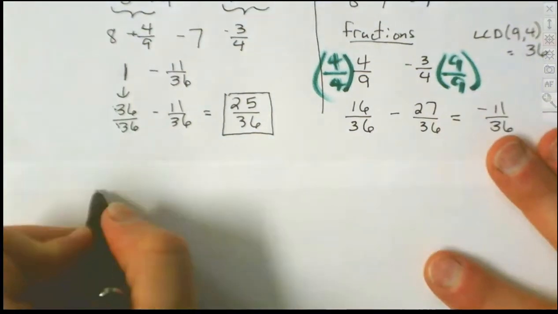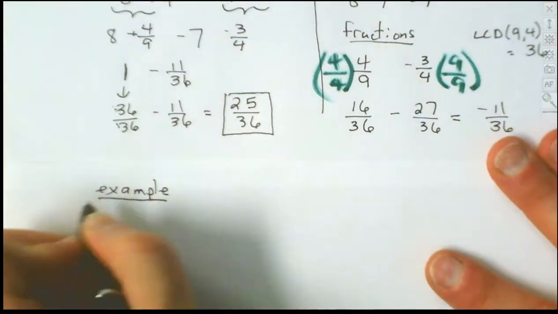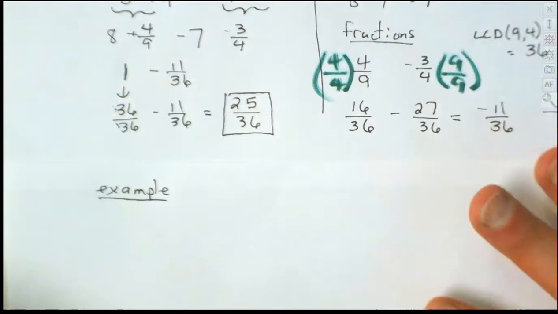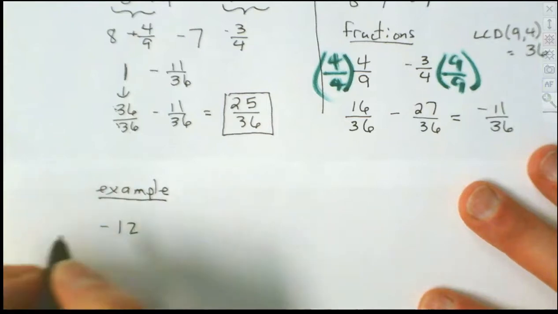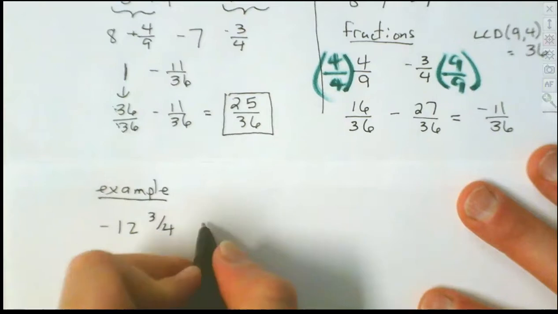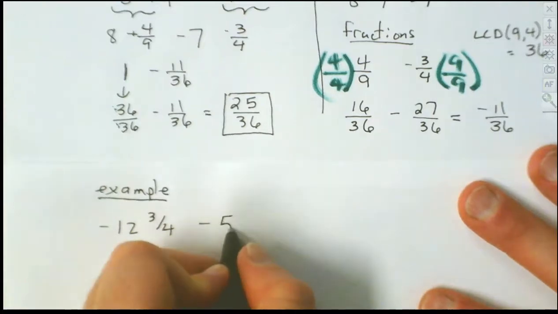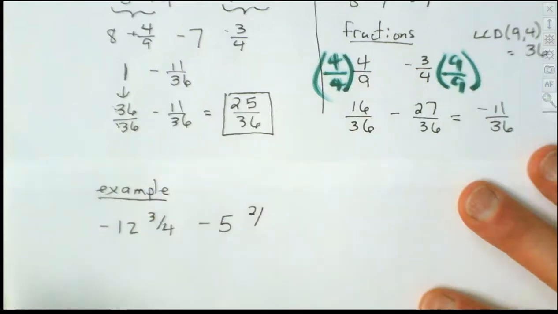So let's try another example. And I want us to do well, so that's why we're going to work through a lot of these if we need to. And let's work with this one. How about we look at minus 12 and 3/4 minus 5 and 2/5.